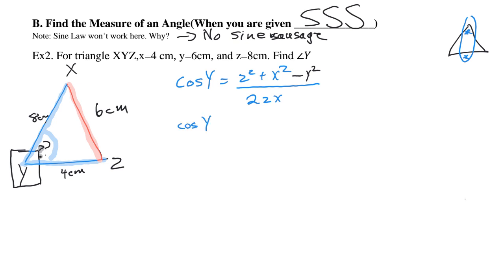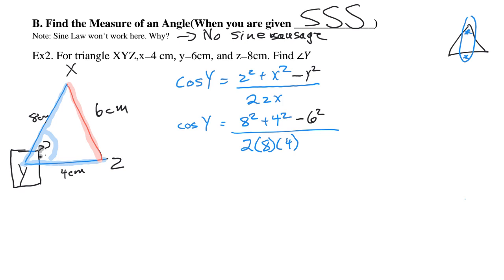If you're a person that likes patterns like me, you're just going to do this. Cosine Y is equal to the two sides that we have. So we've got 8 squared, here's the first side around the angle Y, and the second side, 4 squared. So 8 squared plus 4 squared. And then we're going to subtract the side that we know, the side opposite Y, which is 6 squared. And then we're going to divide by 2 times 8 times 4.